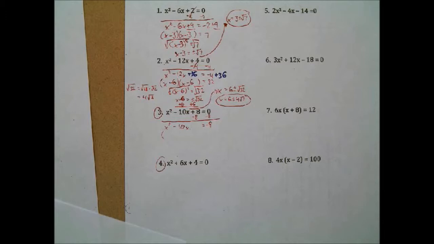And then you're going to do the other side too here. So what is negative 8 plus 25? It's going to be 17. And now you have a perfect square. So you're going to write x minus 5 squared equals 17. And there you go. You got it. Square root both sides, solve.